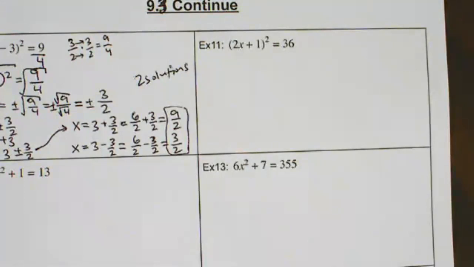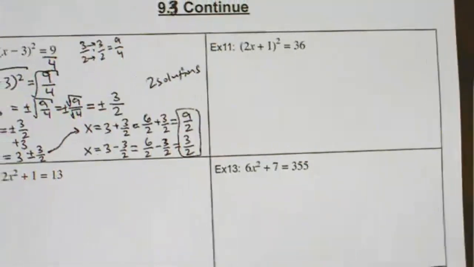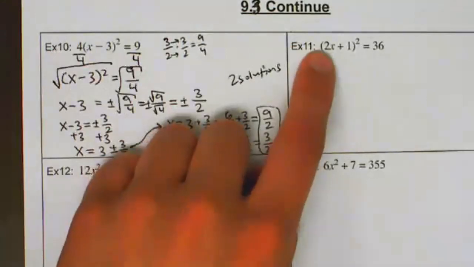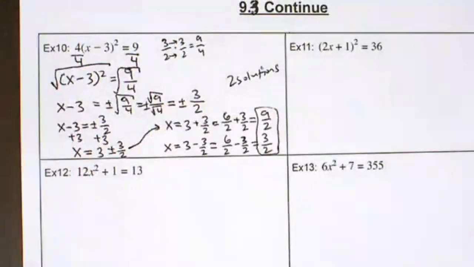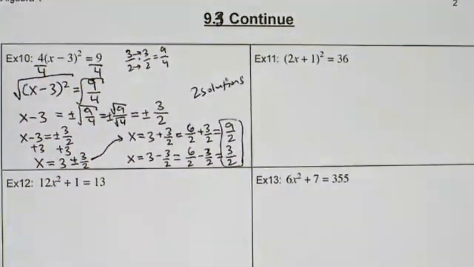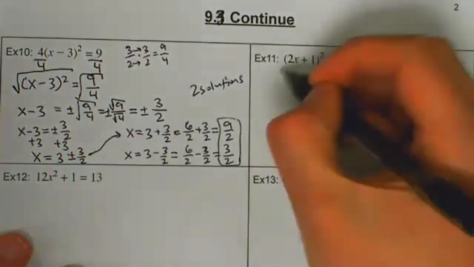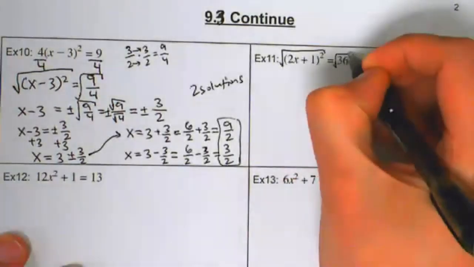So for number 11, the wrinkle that we're seeing this time is last time we saw 4 sitting on the outside and we needed to divide by it first. This time we have 2x plus 1 on the inside of our parentheses. And what's pretty nice about this is that it's actually probably easier than number 10, because we don't even have to do any setup before we take our square root. We just immediately begin by taking the square root of both sides.